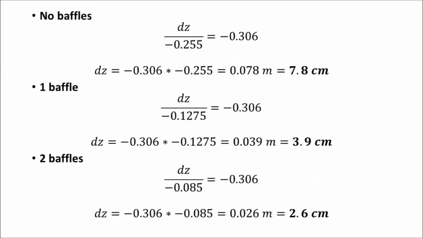So now if we plug everything into the equation for each situation, we can actually find dz. So for no baffles, we got 7.8 centimeters. For one baffle, we got 3.9 centimeters. And then for two baffles, we got 2.6 centimeters.